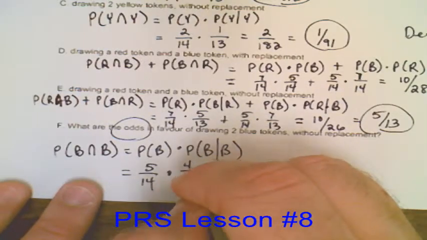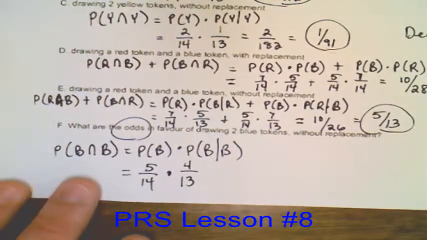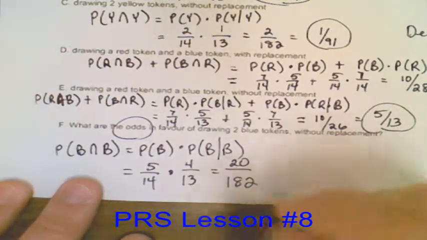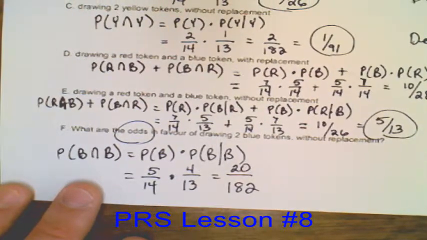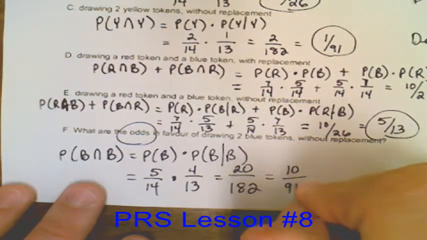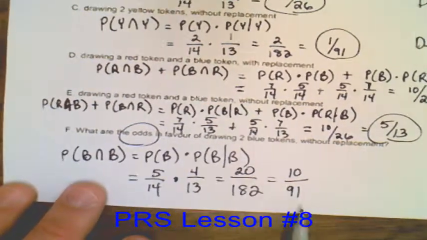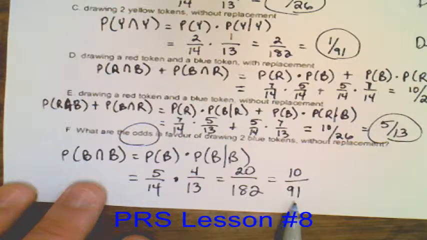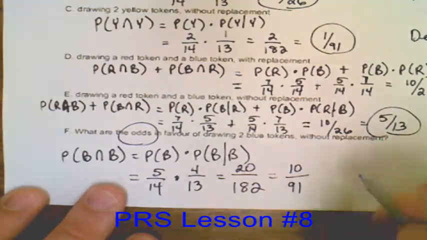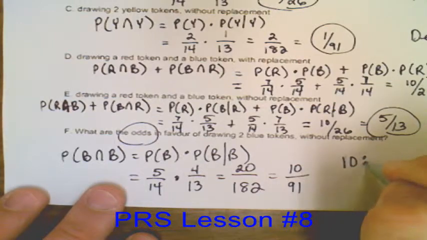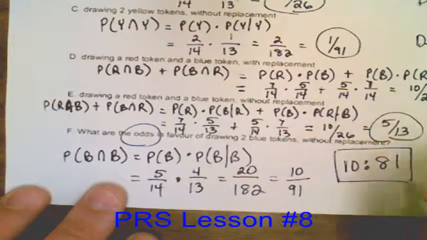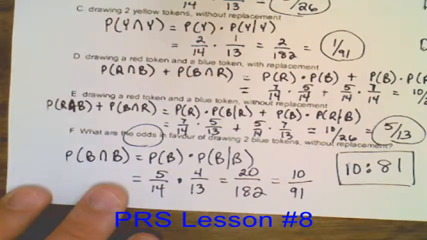So the first thing I need is the probability of getting a blue token. So I need the probability of a blue token and another blue token, which is the probability of a blue token times the probability of drawing a second blue token, given that I already drew one. So a blue token is 5 out of 14 times. If I've already drawn one and I'm not replacing it, there are only 4 blue tokens left out of 13. So I end up with that, which is 20 over 182, which then reduces. And I'm just going to reduce it really quickly. I could do it in my head. Actually, it doesn't reduce much. 10 over 91. Okay?